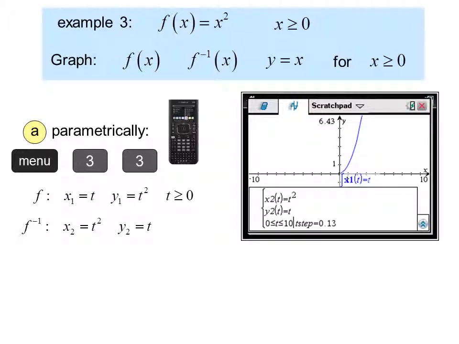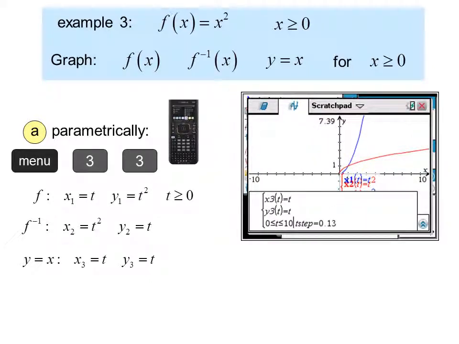And you'll notice that for some reason I use different upper limits for t. Those don't really matter. We don't want to go to infinity, and we just have to be off the screen. And for the line of symmetry, we have y equals x, so x3 equals t, y3 equals t. Then we press enter.